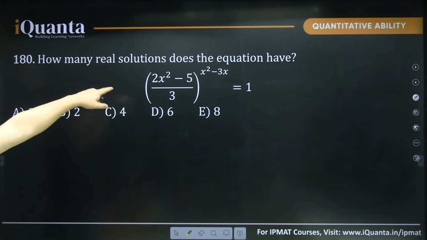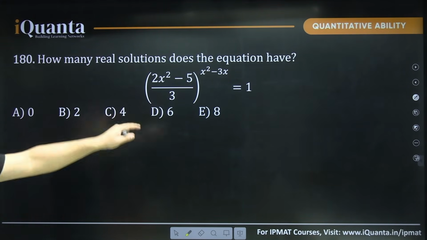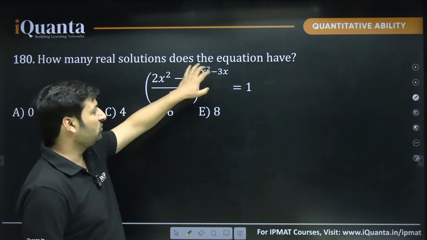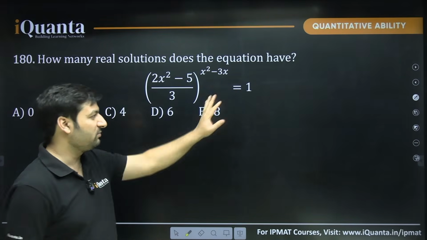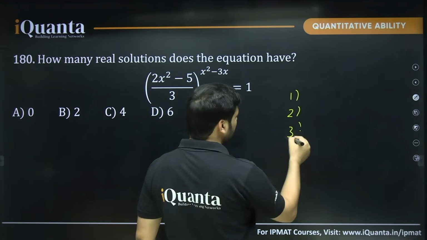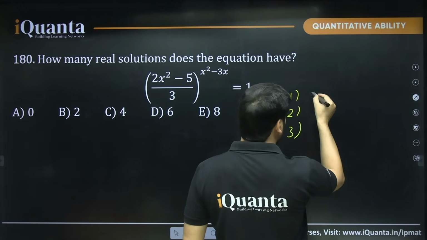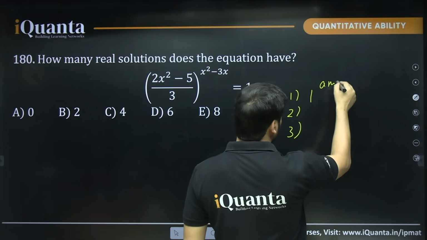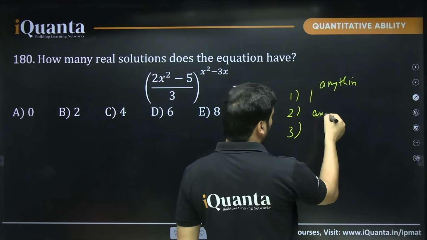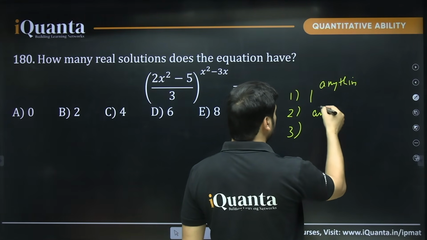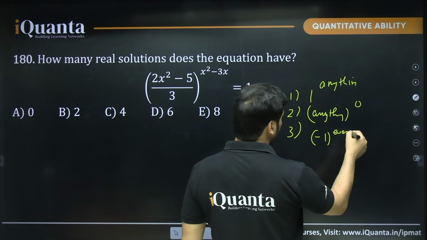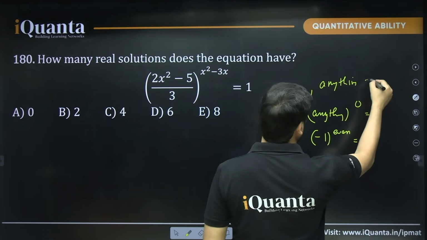How many real solutions does the equation have? Such a question has been asked in IPMAT earlier, okay? This is one quadratic expression raised to the power of another quadratic expression, and the value has to be 1. So always remember there are 3 cases here. Something to the power something equal to 1 can only happen when we have 1 to the power anything, anything to the power 0, or minus 1 to the power even, which is always equal to 1.